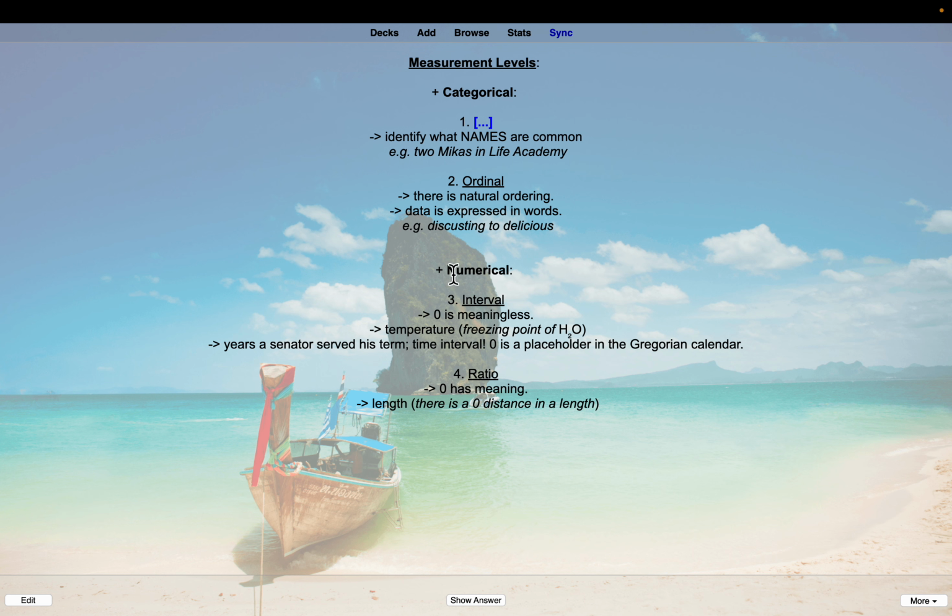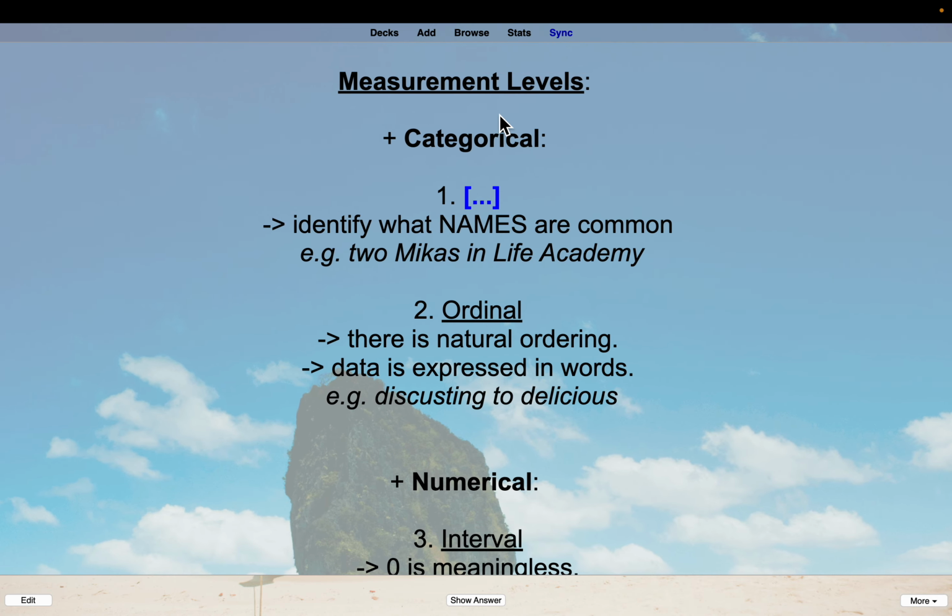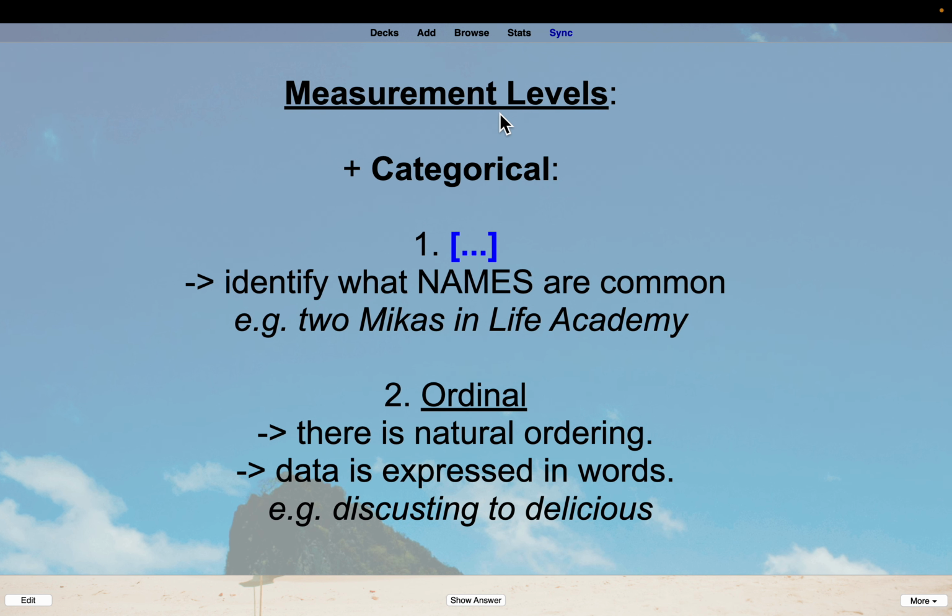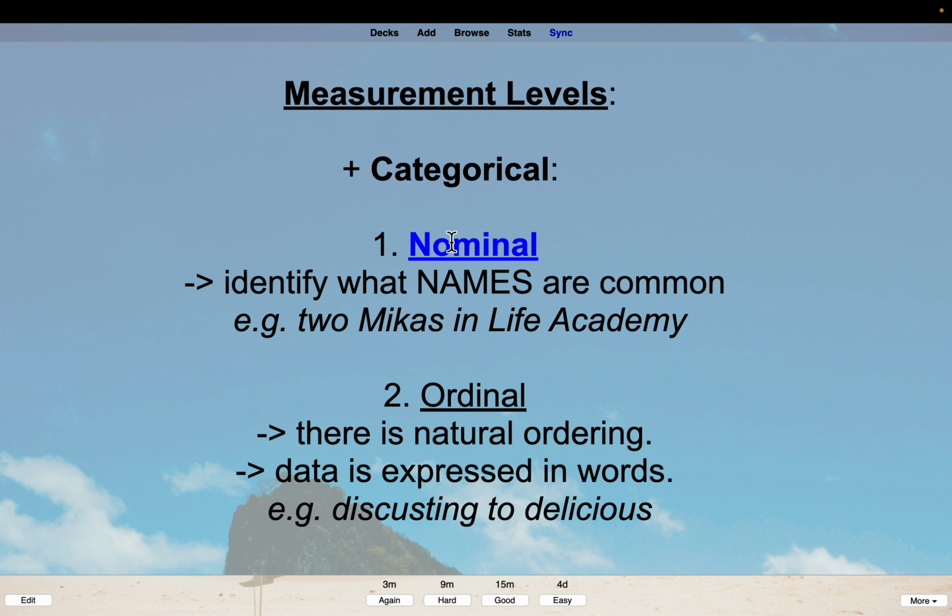So what we were talking about earlier were two measurement levels under the numerical category. So we have interval and ratio. I won't explain this anymore. Let's focus on what hasn't been mentioned yet. Categorical, we have number one is nominal. Yeah, nominal. Identify what names are common.